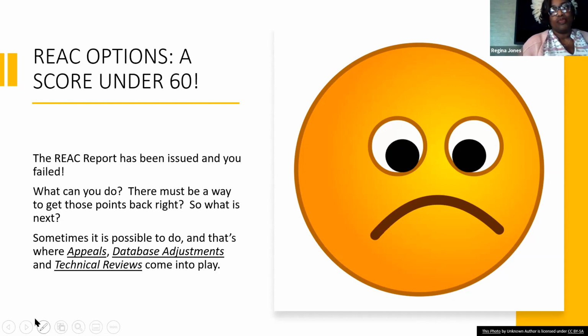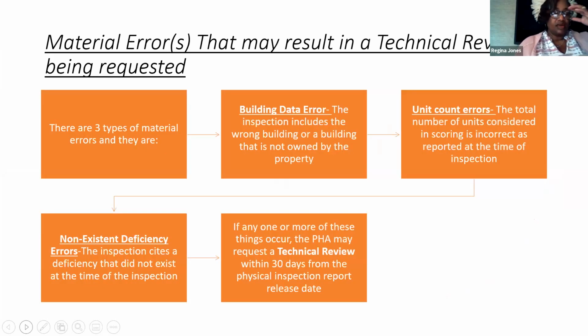But when you get that report, go through it thoroughly. Take your time going through it, because you may be able to do an appeal, a database adjustment, or a technical review. And with the appeal, you have to make sure that you have some type of justifiable error, which would justify them changing your score. And you want to look at things like material errors, and there are 3 types of material errors that may take place.